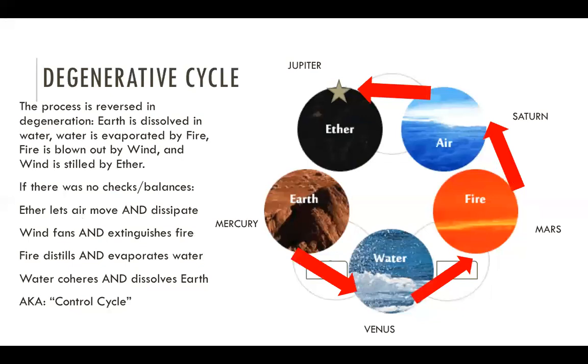Wind or air gives fuel to fire, but it can also extinguish it, just like when you blow a fire out, or you blow a candle out, rather. Now, fire distills and evaporates water. Fire can melt things down into liquid states or reduce things into a watery state, but it can also evaporate water and boil it. And water coheres and can condense and erode things and make sedimentary rock and things like that. It can dissolve earth too, right? Just as much as it can cohere it into something else. So in either direction you're going, you're generating the other elements or you're controlling and degenerating them.